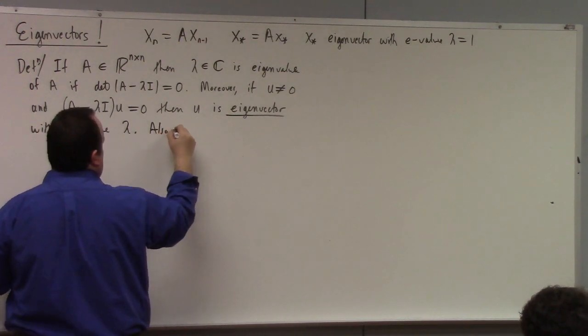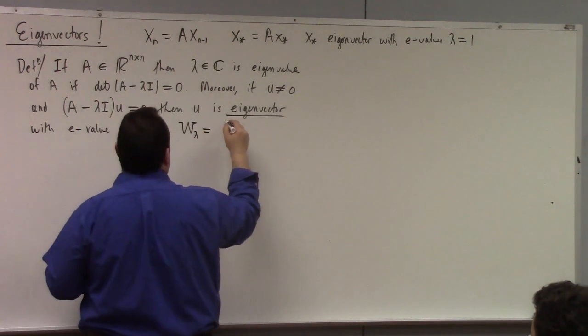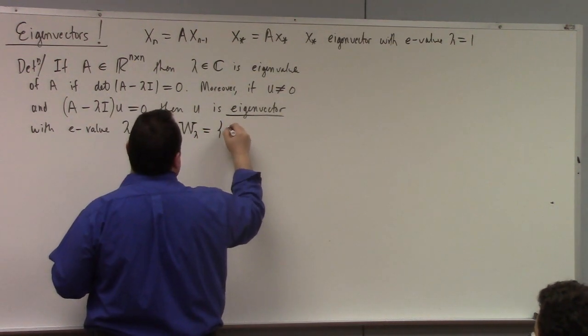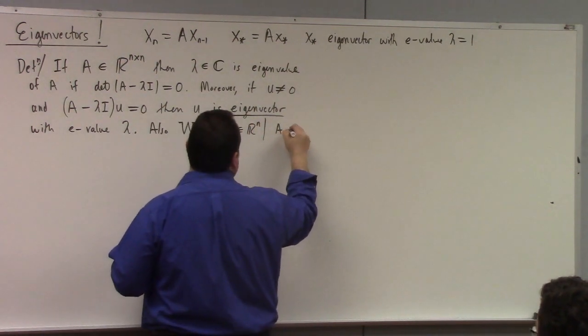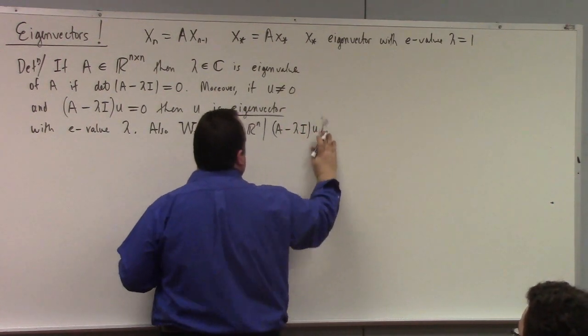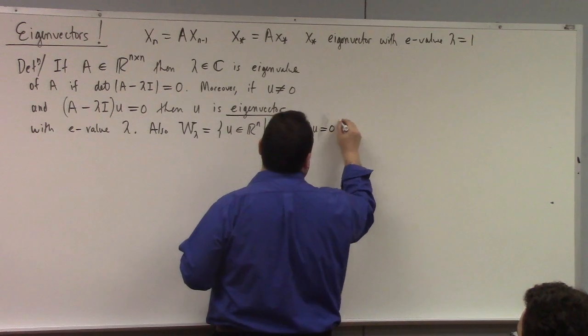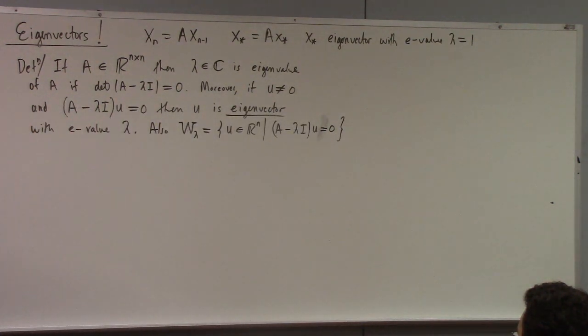Also, let's say that W sub lambda is equal to the set of u in R^n such that (A minus lambda I) times u equals 0. Just get that out there right now. This is called the lambda eigenspace. So you can look at the set of all eigenvectors. It's the eigenspace.